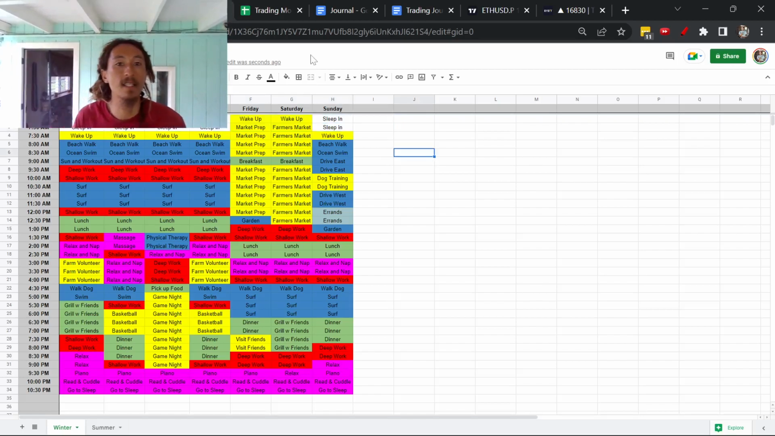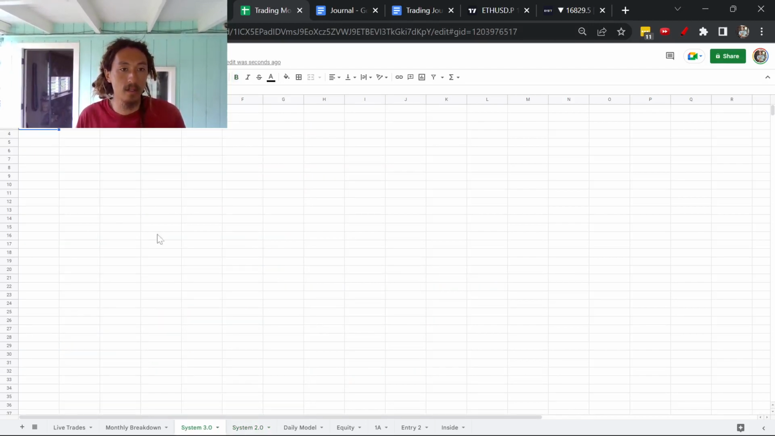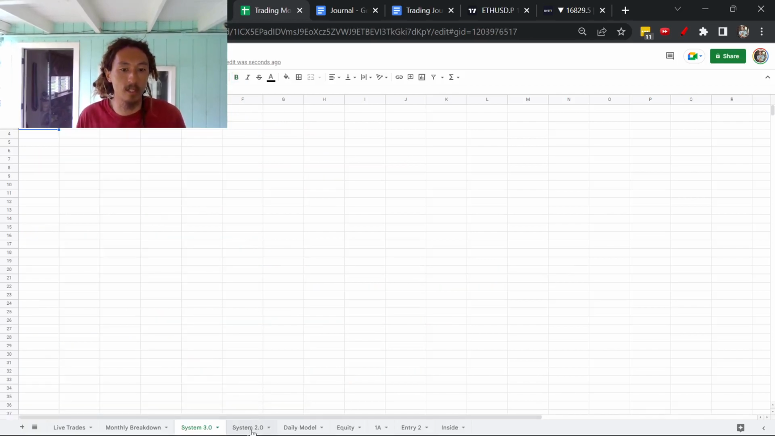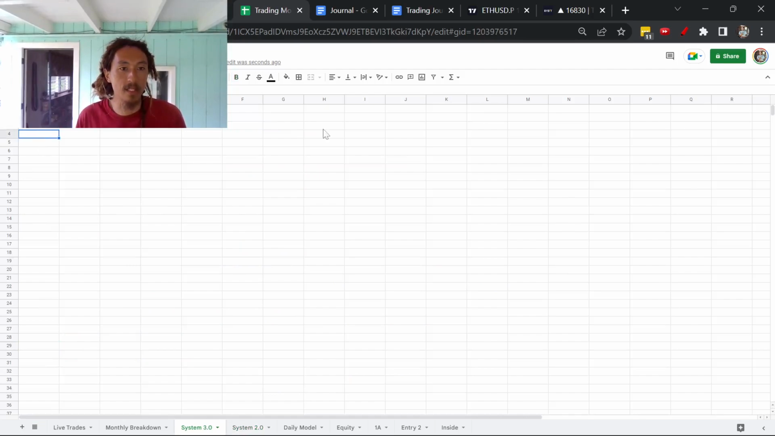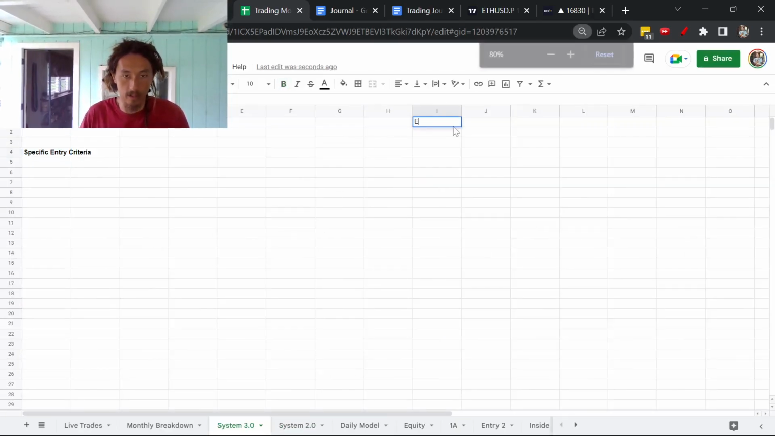Let's go look at Trading System 3.0. We're going to start it here. Thesis. I'm going to make it a lot simpler. I'm going to do less explanation and put more focus on specific entry criteria. I'm going to start off with some examples, which I'm immediately going to pull in here.